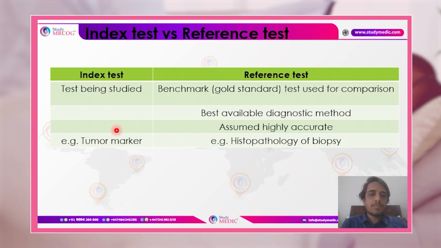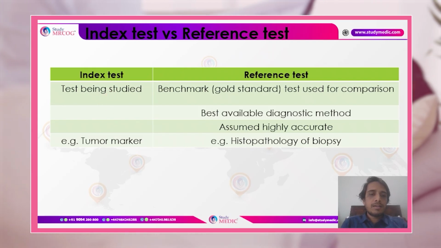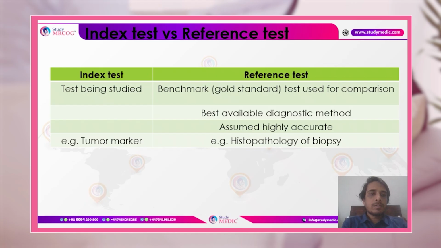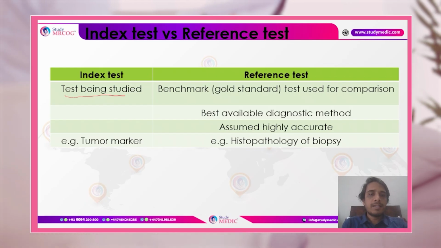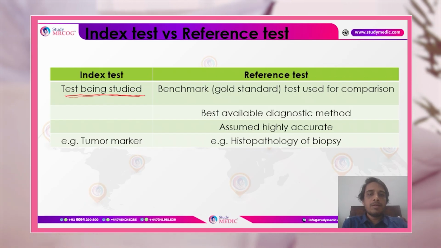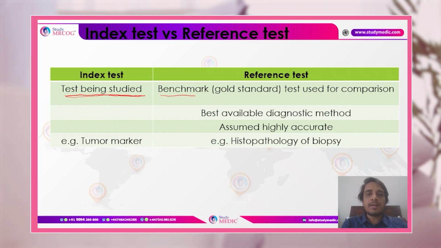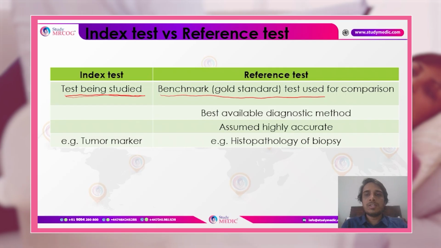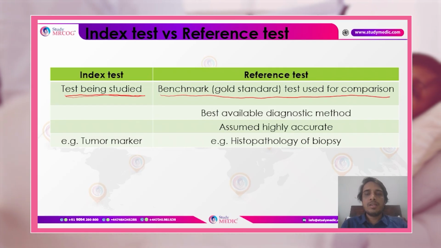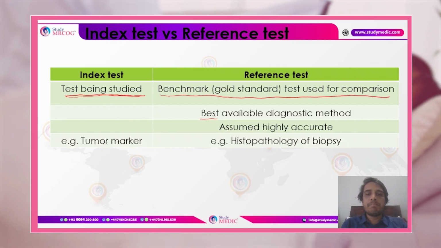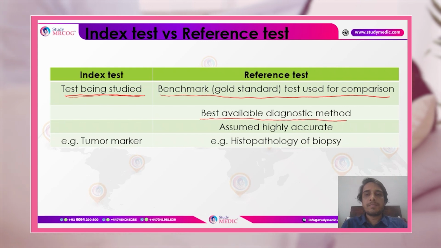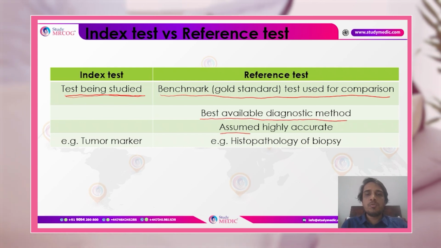Now, what is an index test versus a reference test? The index test is the test that is being studied. It is compared against the reference test, which is the benchmark or the gold standard test used for comparison. The gold standard test is the best available diagnostic method and it is assumed to be highly accurate.